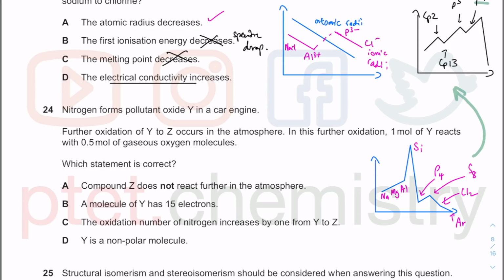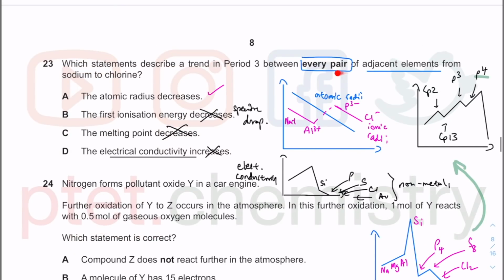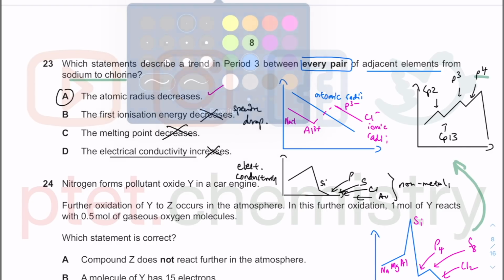Electrical conductivity doesn't just increase. We know that it goes from metal to non-metal, so the metallic bond gets stronger. Silicon is a semiconductor, but then it drops all the way to 0 for phosphorus, sulfur, chlorine, argon. These are all non-metals, there are no free electrons at all. Whatever we do with a graph, we have to label the axes so that they know what we're talking about. It does increase, but not for every pair of elements all the way from sodium to chlorine. So be careful to read the questions. Only A can be the answer there.